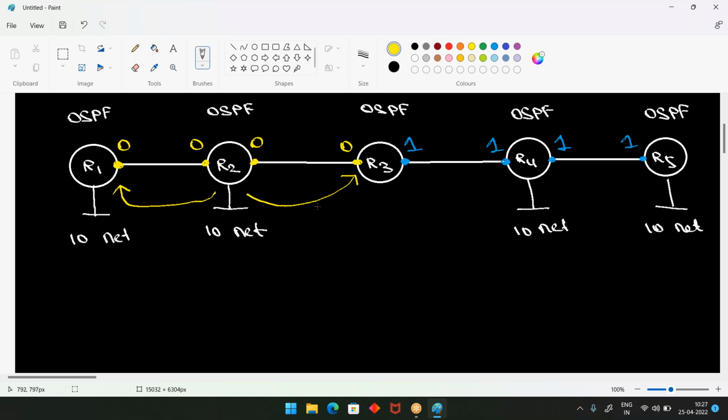But the R3 router cannot share the networks to R4 and R5 this time. It is not at all possible here.